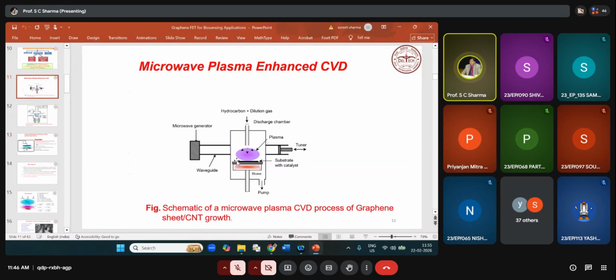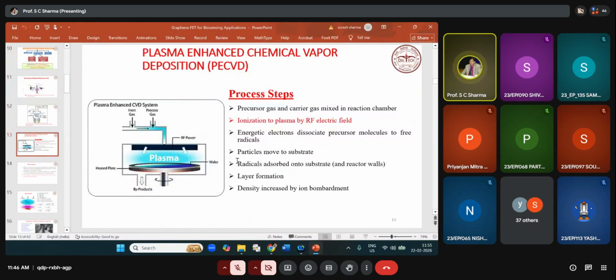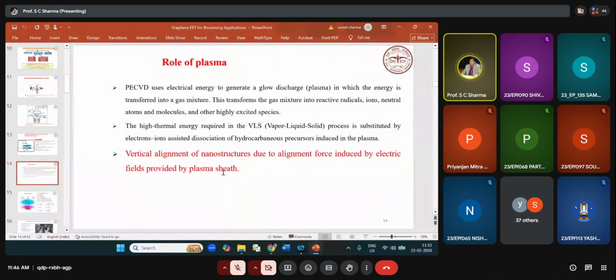So this is about MPCVD. Similarly, this is PECVD. Here we can use an RF electric field, which means 13.56 megahertz in place of the microwave, and glow discharge occurs. This is RF power. Again, plasma sheath is formed and the rest of the procedure is the same, because using this technique we can get vertically aligned nanostructures. Nanostructure means carbon nanotube and graphene.